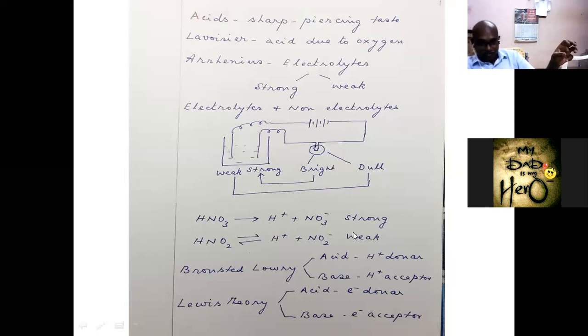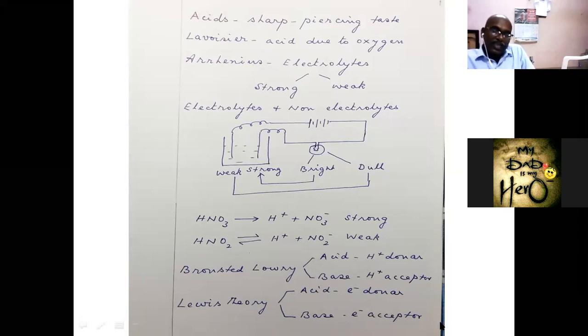Something I have changed. Base is electron donor and acid is electron acceptor. Just change it in the presentation: base is electron donor and acid is electron acceptor. You have to change these 2 points. Acid is electron acceptor, base is electron donor.